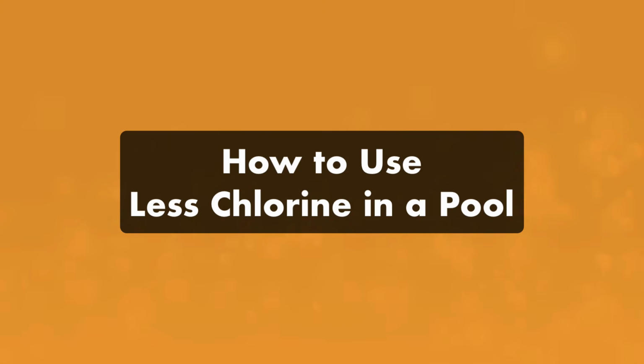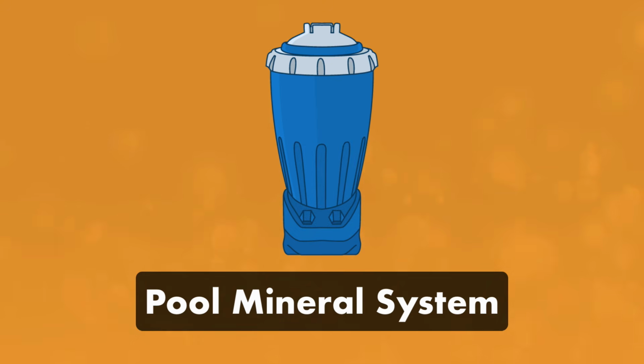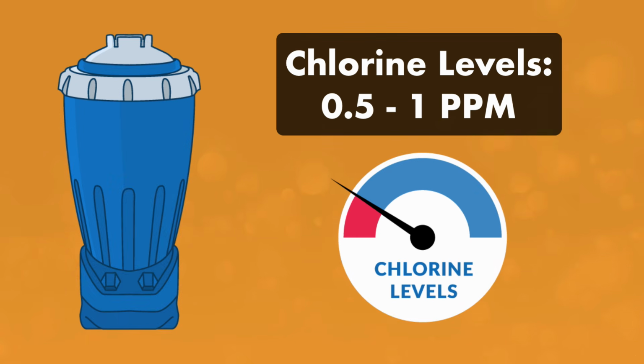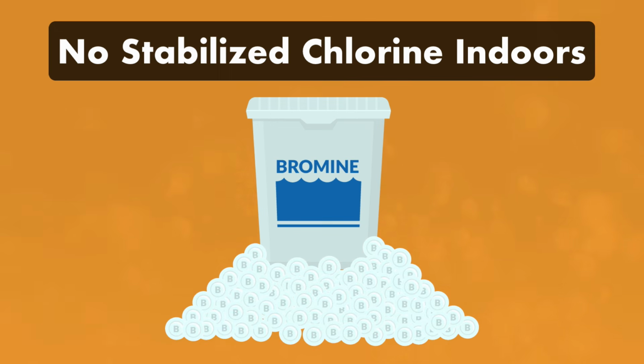Finally, is there a way to use less chlorine in my pool? Using a mineral system can help sanitize your water without needing a ton of chlorine. These systems use minerals like silver and copper to kill bacteria. And if your chlorine levels drop too low, a mineral system ensures that there's always something fighting contaminants. You'll also need less chlorine with a mineral system, only 0.5 to 1 part per million. And if you have an indoor pool, you don't want to use stabilized chlorine since the chlorine won't be broken down by the sun. Consider using a chlorine alternative like bromine instead.